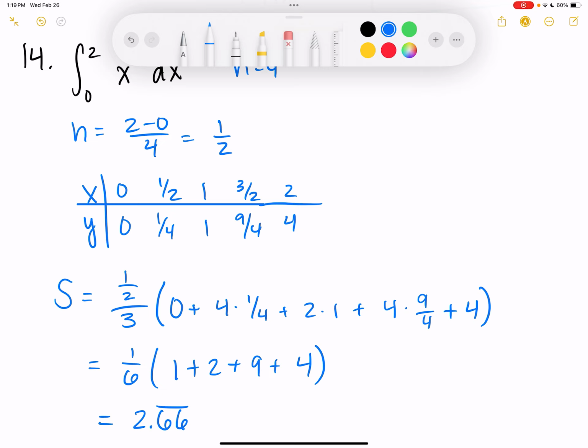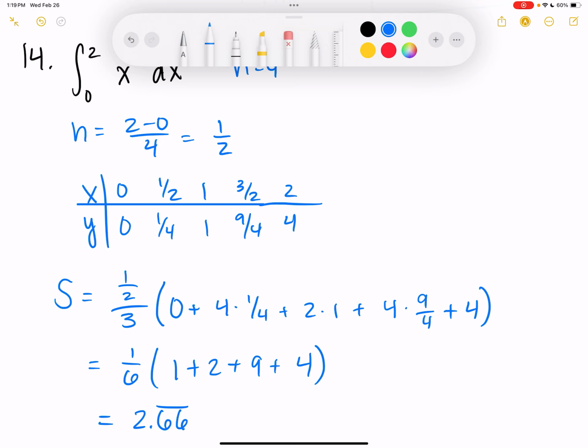Now, all the way back to number 2, what did the trapezoidal rule tell us this was equal to? 2.75. And what did our exact integral tell us it was equal to? 2.66 repeating. Yep. So, Simpson's rule typically is more accurate than trapezoidal. Not always, but typically it does come out to be more accurate.